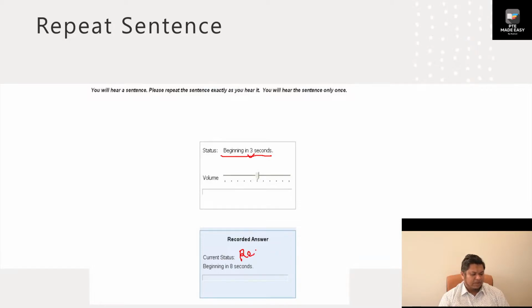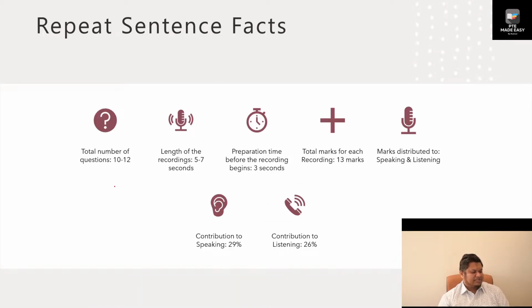Once these things are finished, once it is time to record your answer, of course the recording status box will say recording, and that's when you record your answer. So repeat sentence is very simple. You listen to a small recording, which is your question, and you repeat it as it is. You will get 10 to 12 questions like that. Each question's length can vary between 5 to 7 seconds.